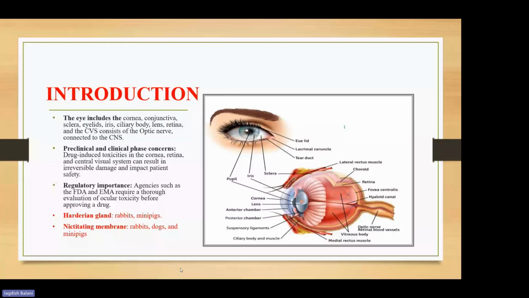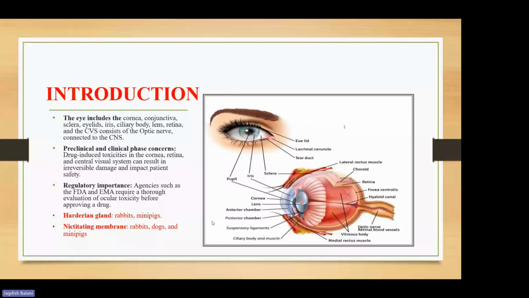So here the eye includes the cornea, conjunctiva, sclera, eyelids, ciliary body, lens, retina, CVS, all the parts. CVS, which we have mentioned, means central visual system, and it is connected to the central nervous system. That's what we are saying, the central visual system. Otherwise, all ocular systems depend on their own morphology and function, but the later part or behind part of this ocular globe is the retina, which is connected directly to the central nervous system, and it will give the actual vision. Whatever object or picture you have seen will be reflected by the connection between the ocular system and central nervous system.